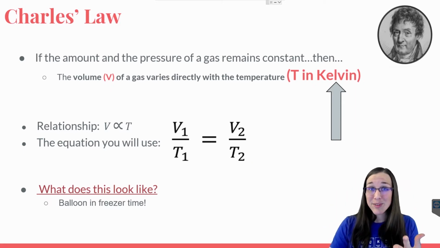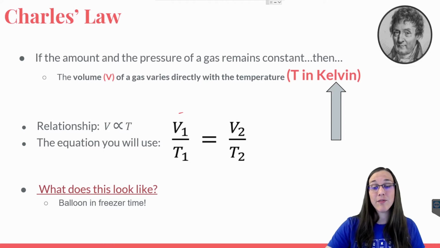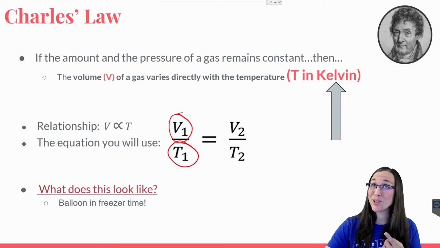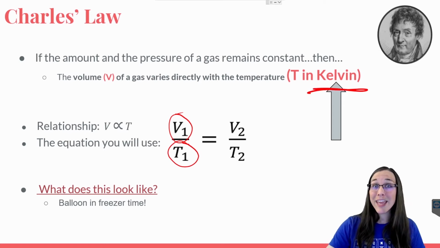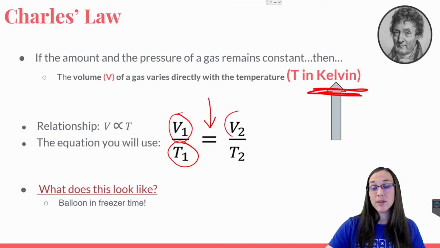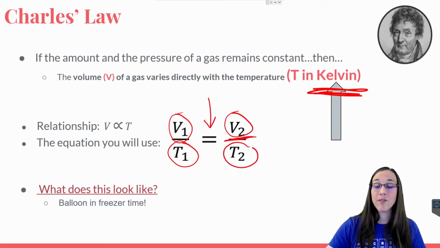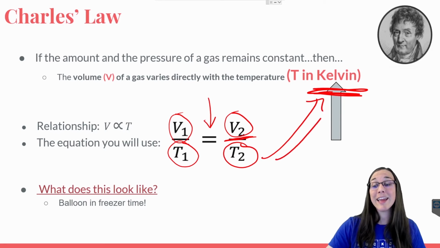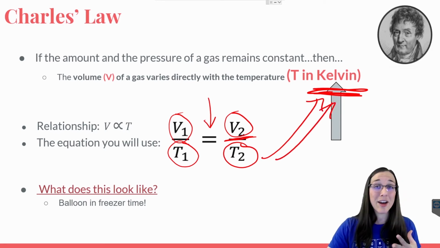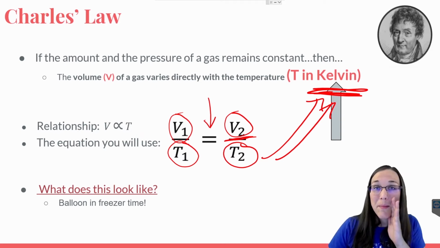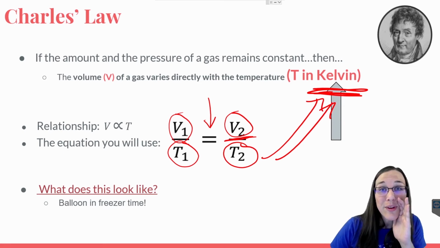We represent this relationship with math by saying V1, our initial volume, divided by T1, temperature initially, in Kelvin, not Celsius or Fahrenheit, is equivalent to our final volume divided by our final temperature. Again, in Kelvin. This is super important. Never calculate with degrees Celsius or degrees Fahrenheit. You will get the wrong answer and be sad. Always in Kelvin. Remember, you need to add 273 to the degrees Celsius in order to calculate Kelvin.